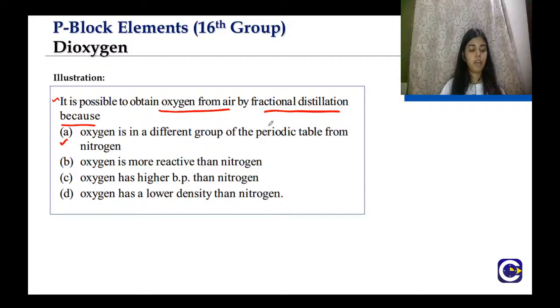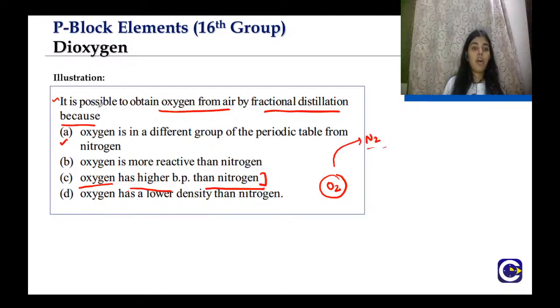Yeah, Sham. Now you are correct that the answer is C. Oxygen has higher boiling point than that of nitrogen, and therefore the oxygen remains in the vessel itself while the nitrogen boils off, right? So we are able to obtain oxygen from air by fractional distillation because oxygen has higher boiling point than that of nitrogen. Good.